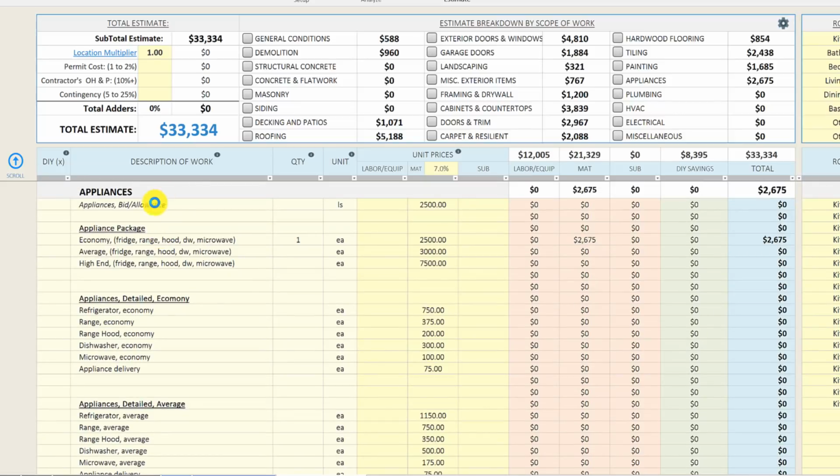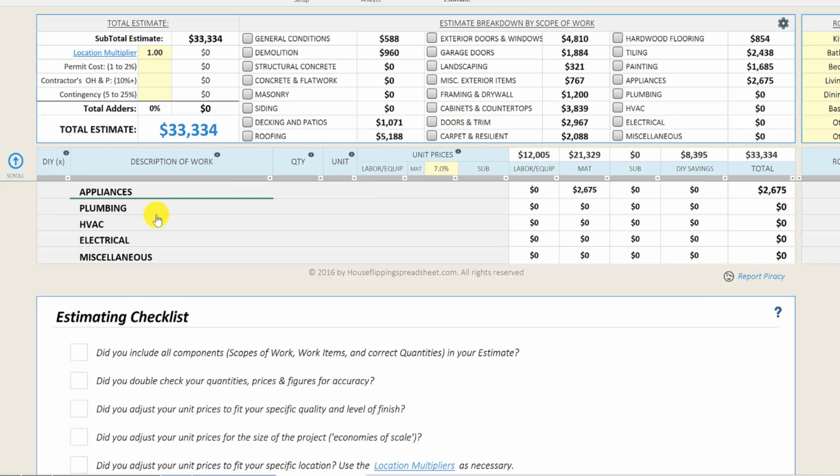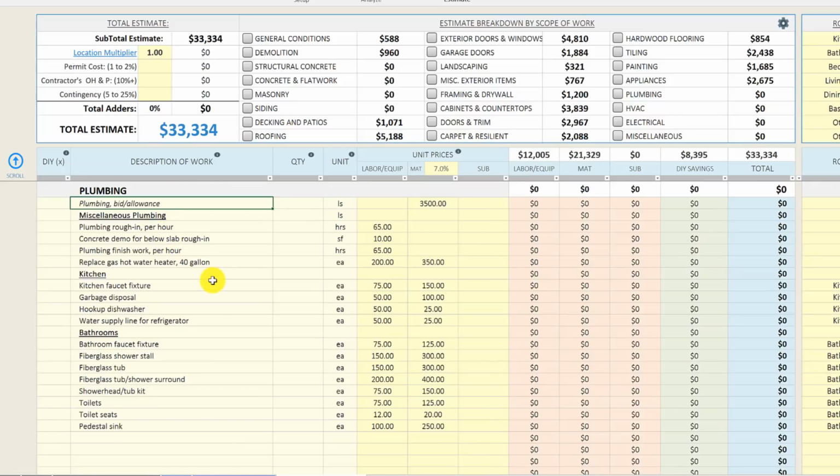Okay, so the next item is going to be plumbing. On this property, the main plumbing items are going to be in our bathrooms, but we're going to also be installing new kitchen faucets. The first thing you'll see is miscellaneous plumbing.